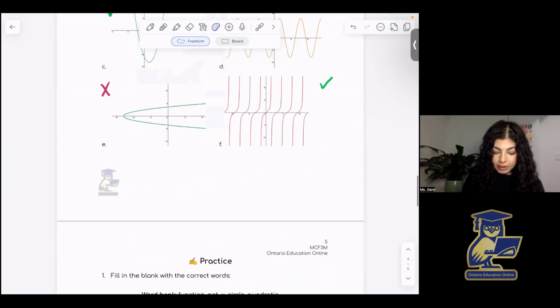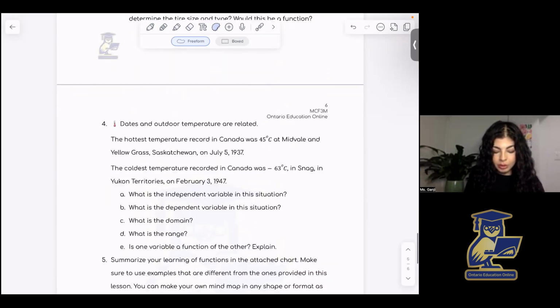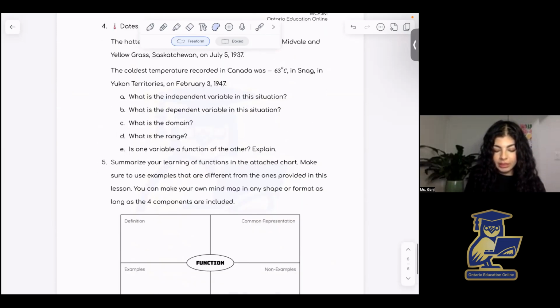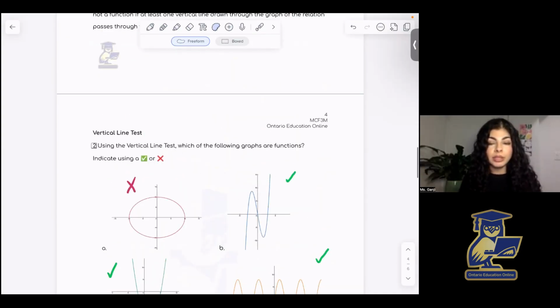For this lesson today, you have some practice problems. Just take some time to match definitions and determine if some relations are functions.